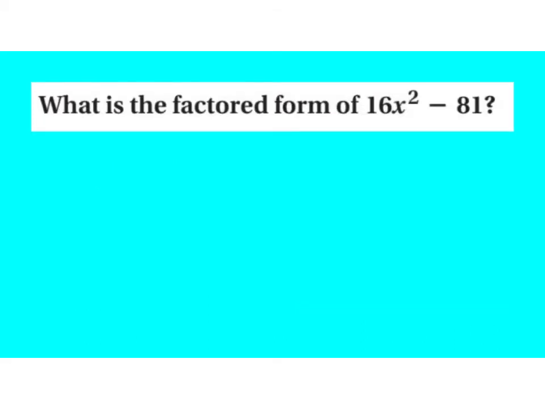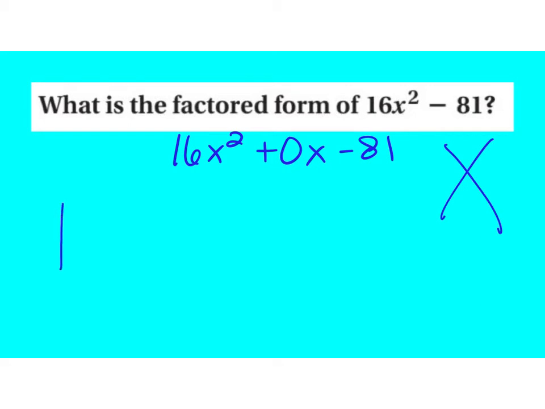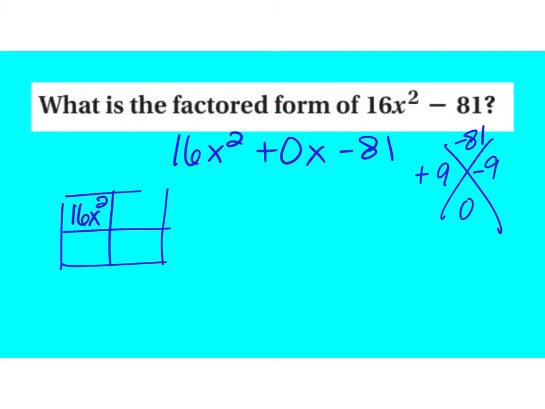All right, here's another one. So we have 16x squared plus 0x minus 81. Sorry, I said z, but it's an x. So I go to my X puzzle and I draw my box. I need a product of negative 81 and a sum of 0. So those values are going to be the same, which means it'd be 9 and 9, one positive and one negative. So then I have 16x squared here and negative 81 here.